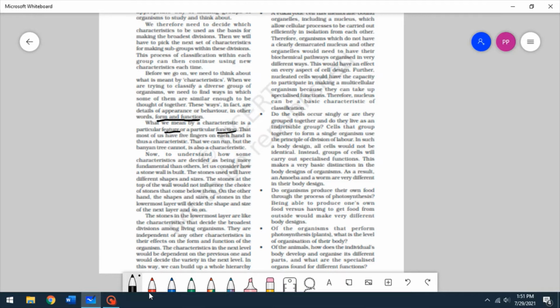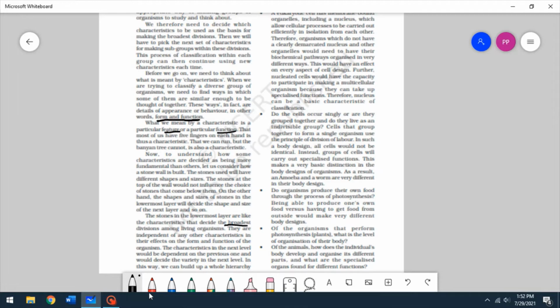To understand how some characteristics are decided as being more fundamental, let us consider how a stone wall is built. The stones have different shapes and sizes, and the stones at the top of the wall would not influence the choice of stones that come below them. The shapes and sizes of stones in the lowermost layer will decide the shape and size of the next layer, if we take a bottom-up approach. The stones in the lowermost layer are the characteristics that decide the broadest divisions among living organisms, and they are independent of any other characteristics.